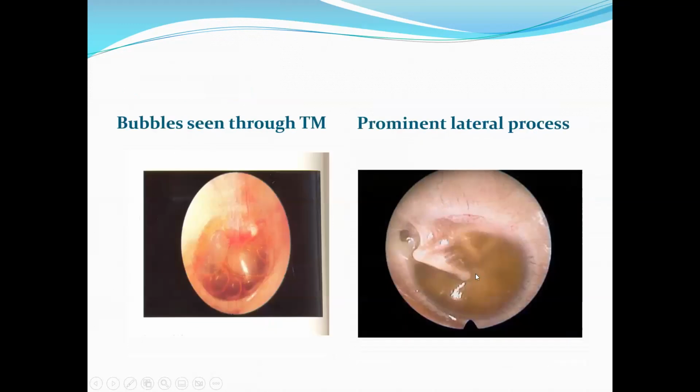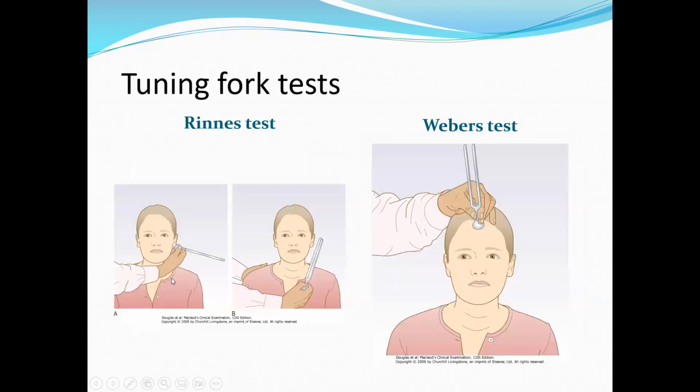So in this, the middle ear is full of tenacious secretions. You can see glue-like material through the tympanic membrane. The tympanic membrane is intact, but there is a collection of fluid behind the tympanic membrane. The handle of malleus has become more horizontal, with a prominent lateral process of the malleus. In this picture, you can see air bubbles. So this is not normal. Air is mixing with the fluid causing air bubbles.